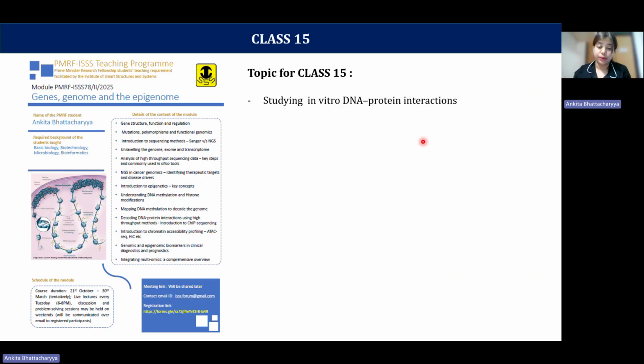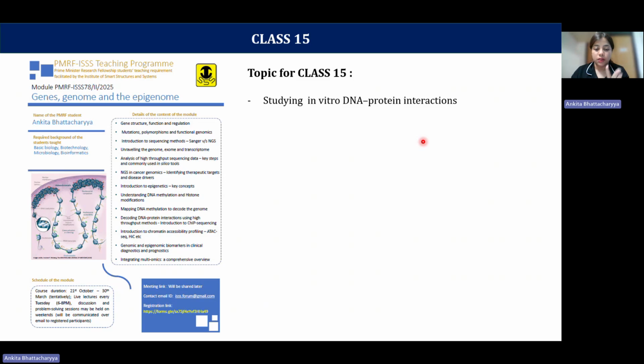And today we are going to move forward with in vivo methods, specifically focusing on chromatin immunoprecipitation and the logic behind it. And we'll just introduce how ChIP sequencing is done, and I will go into more details about ChIP-seq in the next class. Today is more of an introduction to ChIP.